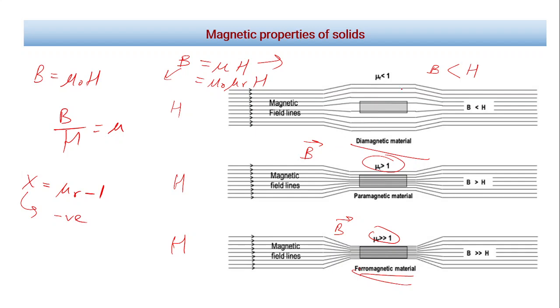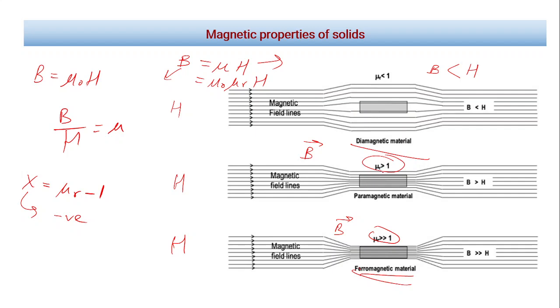That means permeability is telling us how easily the lines of force will pass through that material. Because permeability is less than 1, the material will not easily let the lines of force pass, and because of that the chi will be negative, meaning the chances of this material getting magnetized are less, or negative is the constant value.